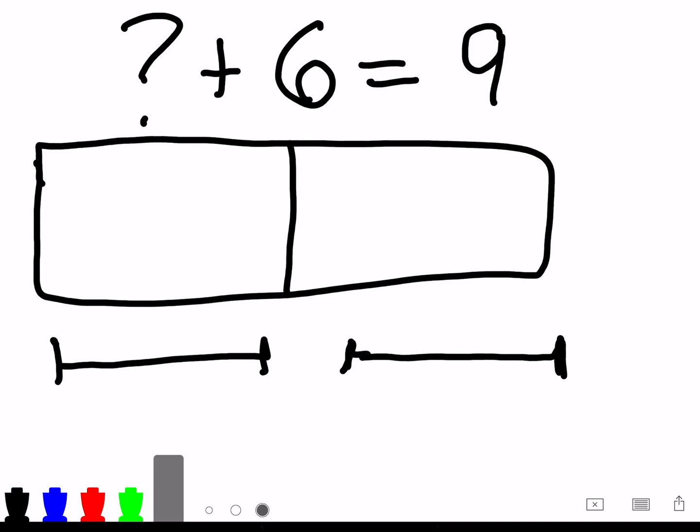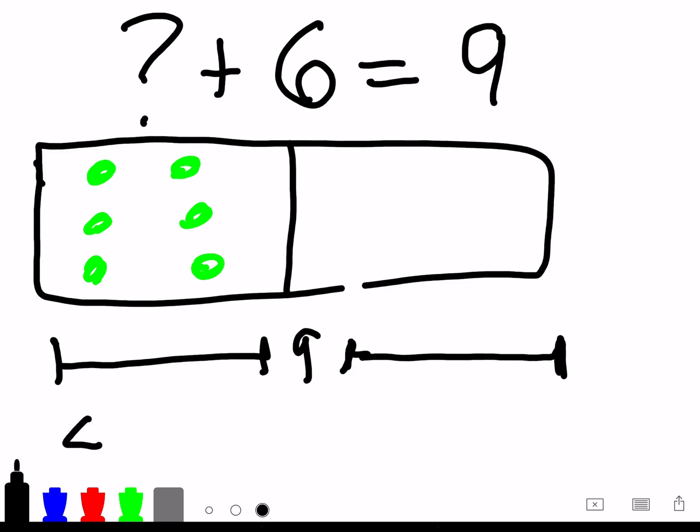down here, because 9 is the total number we're trying to figure out. 9 is the number that these two parts make up together. Part plus part equals the whole. So we have the number 6, right? So I'm going to use green. 1, 2, 3, 4, 5, 6. We have 6. And we're trying to figure out how many more we have to 9.